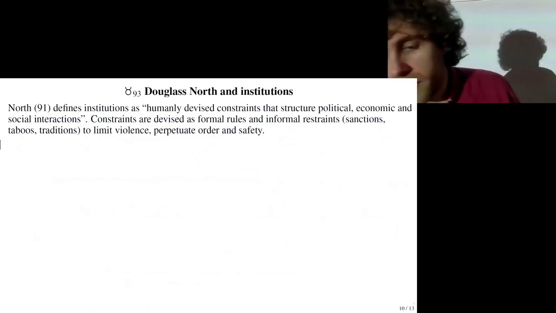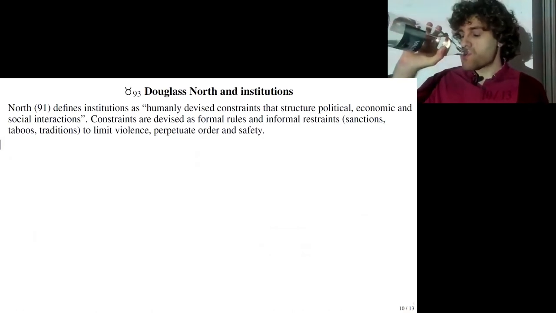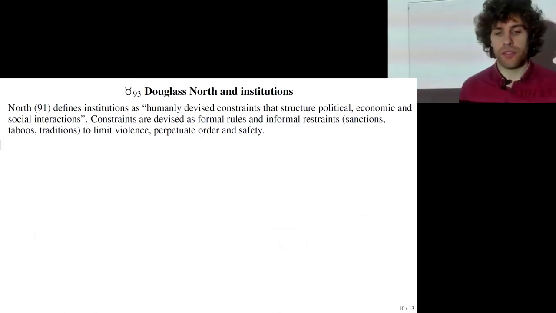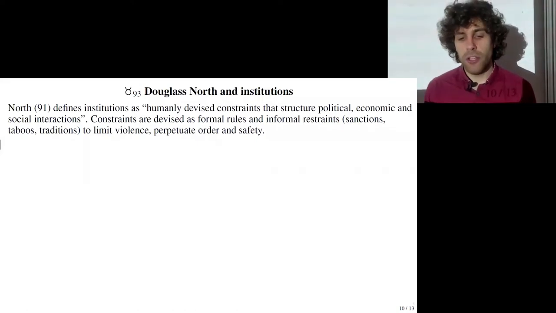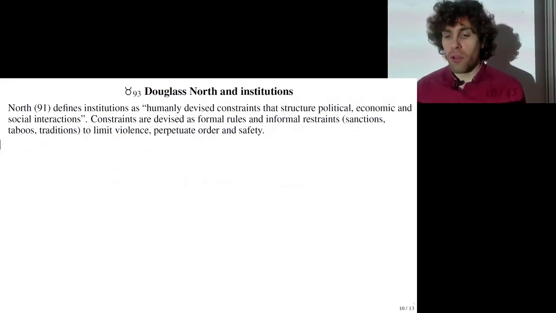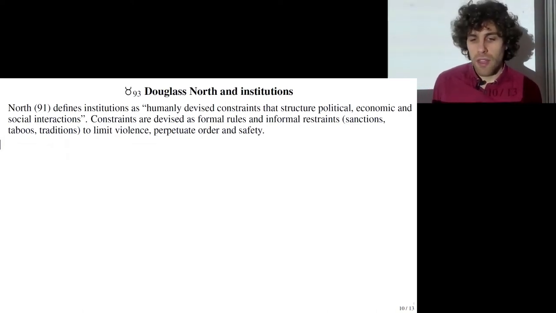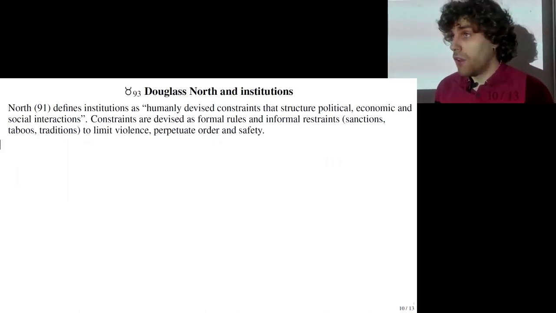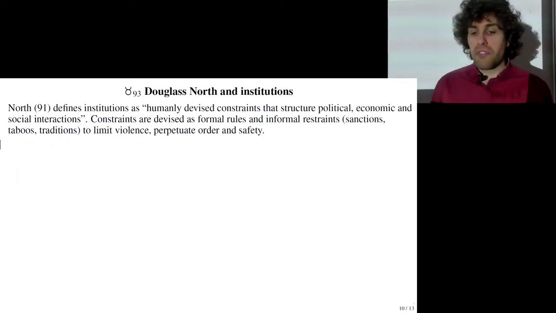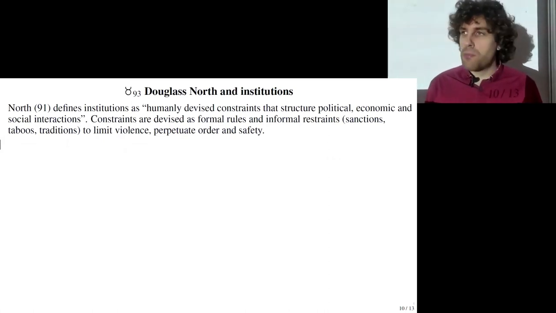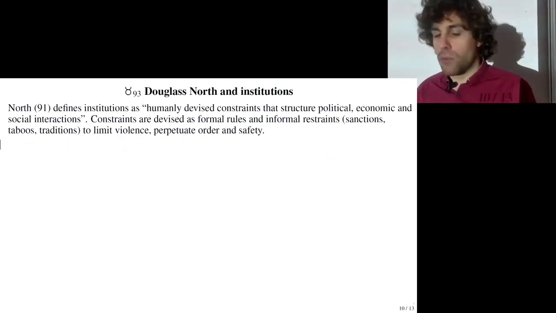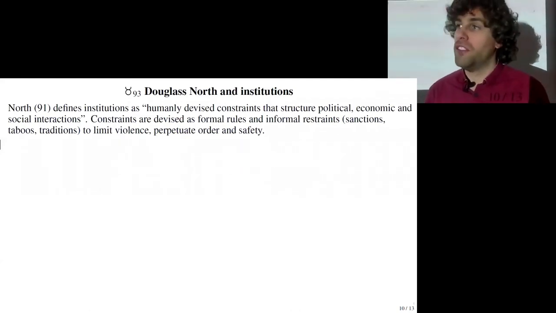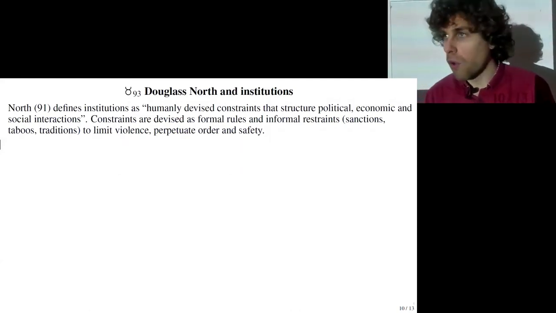Then Douglas North, the second academic historian, Nobel Prize, worked on institutions. He defines institutions as humanly devised constraints that structure political, economic, and social interactions. So institutions as constraints. And the constraints are devised either as formal rules, like legislation, or as informal restraints: sanctions, taboos, tradition, so informal rules. The goal of constraints is to limit violence and to perpetuate order and safety. So this is the goal of institutions, according to him.